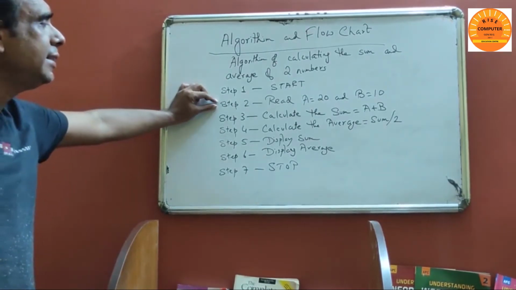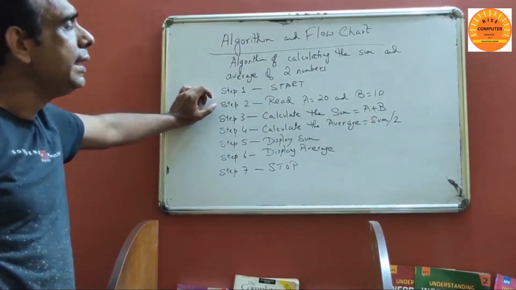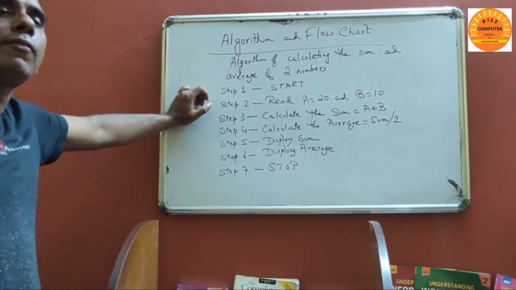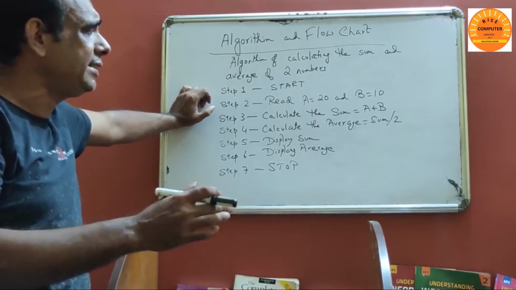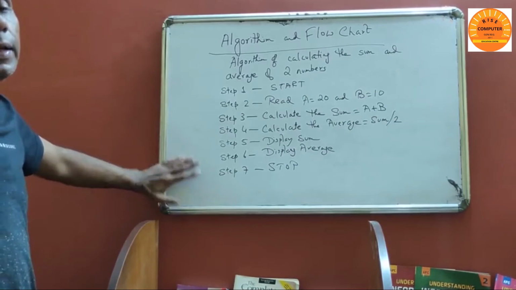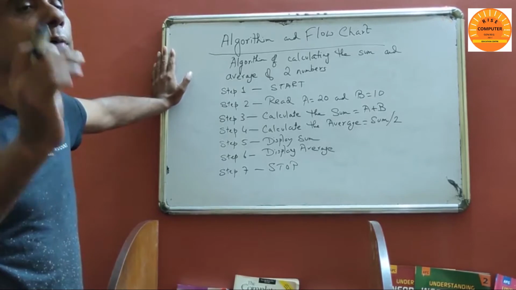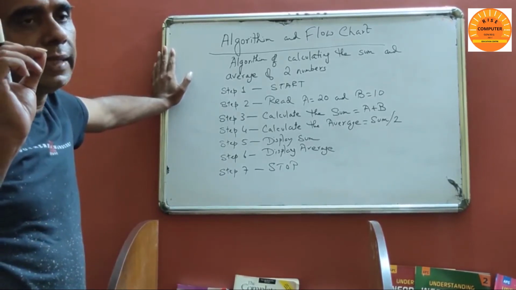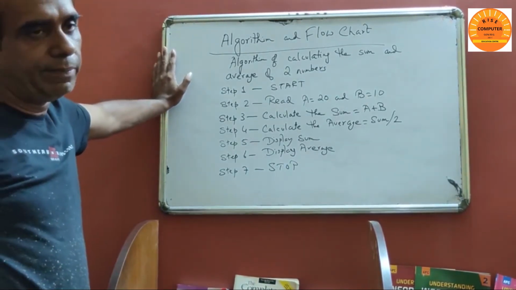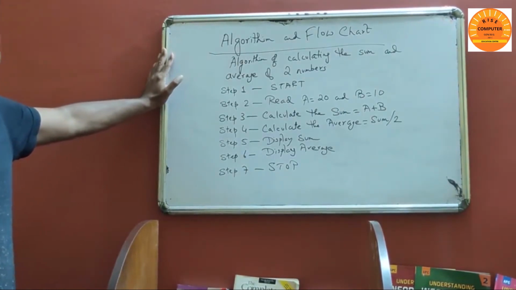That means first, this is the input or initialize process, where we initialize two numbers. First number is A and second number is B. We calculate the sum, A plus B. We calculate the average, that is sum divided by 2. Then display sum, display average, stop. Don't try to use any programming keywords. That means no keywords will be used to describe the algorithm. It is described in simple English language.